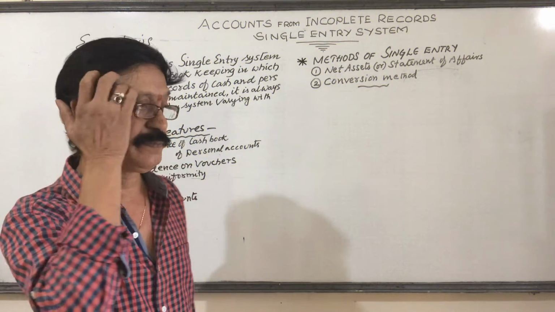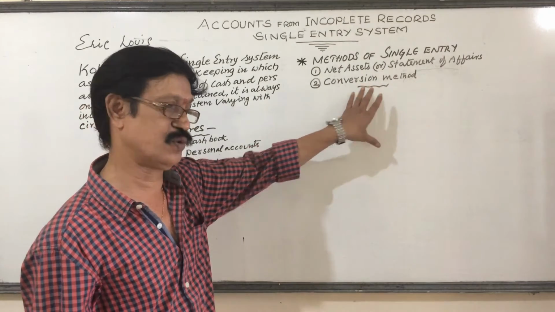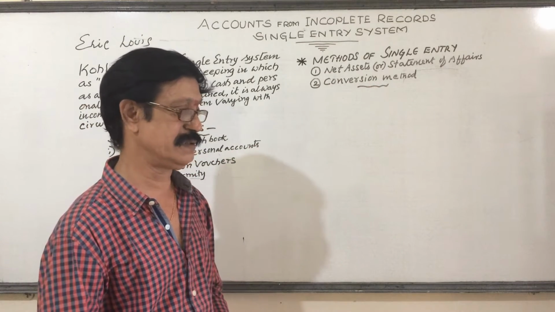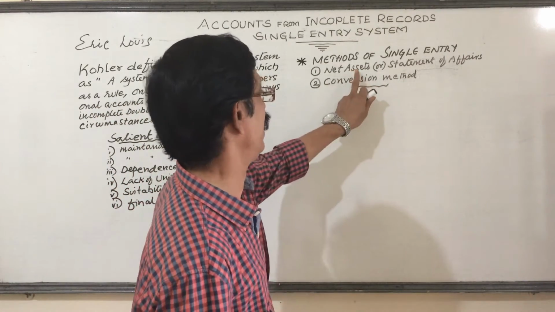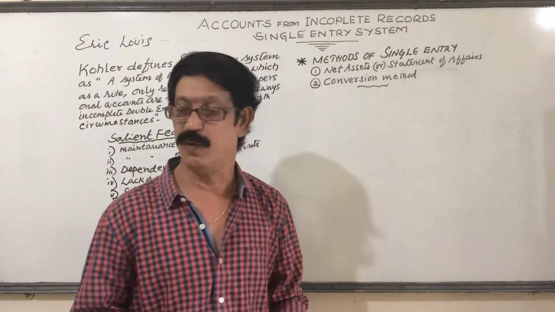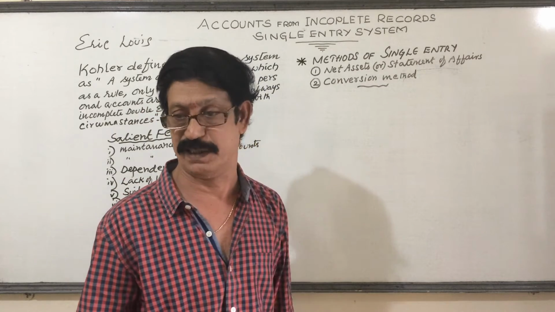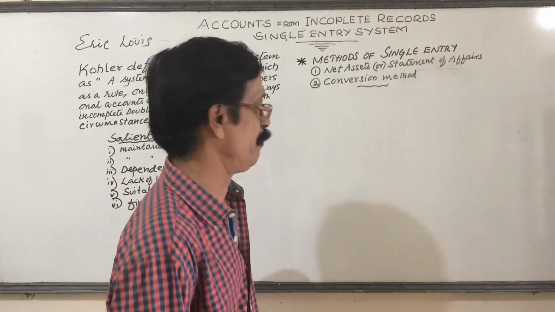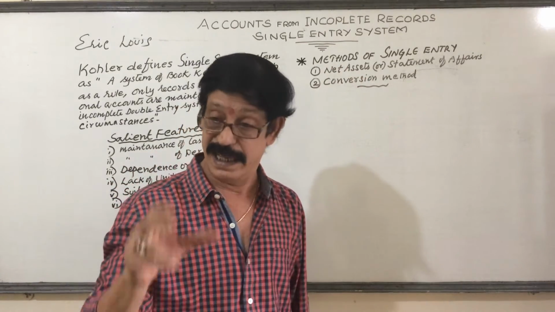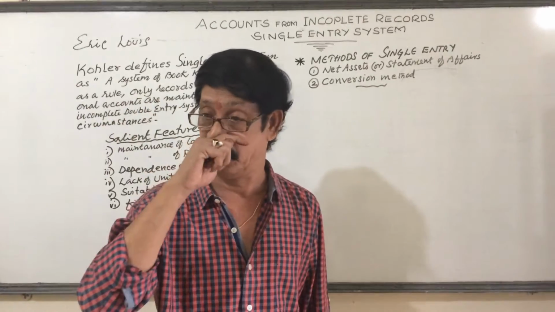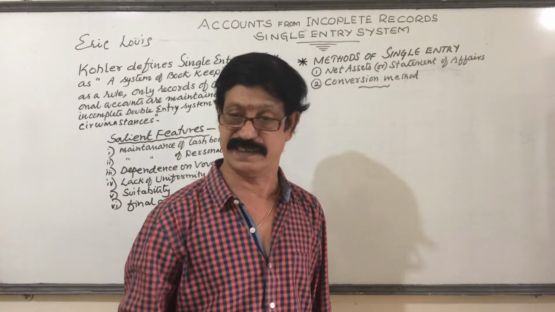Well, dear students, in single entry system, there are two methods. One is called statement of affairs method or net assets method, and it is also called capital comparison method. Why is it capital comparison? We are just comparing the year beginning capital with the year ending capital. That's why it is called capital comparison method, net assets method. Why is it called net assets method? Assets minus liability is equal to capital. That's why it is called net assets.